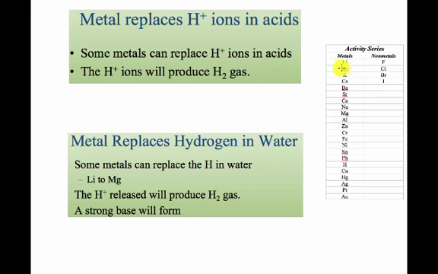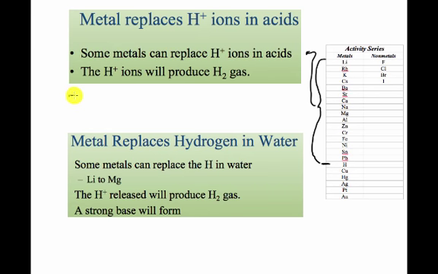Now, the periodic table you guys have is already marked, but notice that I have in here hydrogen as if it were a metal. It's really not a metal, but it's on this chart for this reason alone. So everything from here to here can replace hydrogen in an acid. That would go for this rule here. So lithium would replace the hydrogen in acid, barium, zinc, all of them.